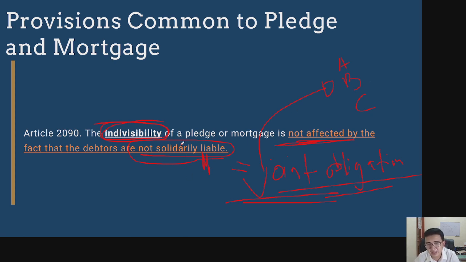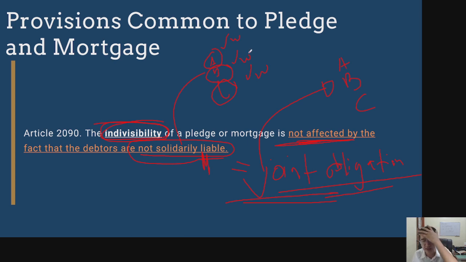Pero pag solidary kasi, kahit pa ilan silang umutang, each of them can be liable to pay the whole amount. So, hindi sila necessarily na liable. No? Pwedeng yung isa lang ang singilin mo for the whole amount.